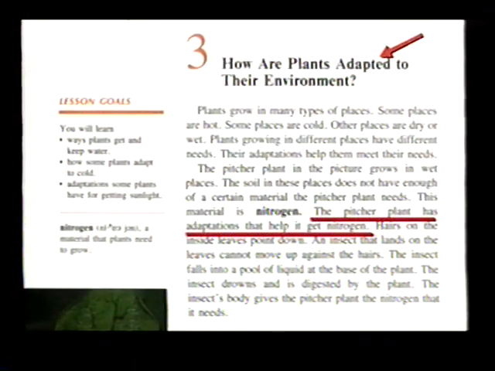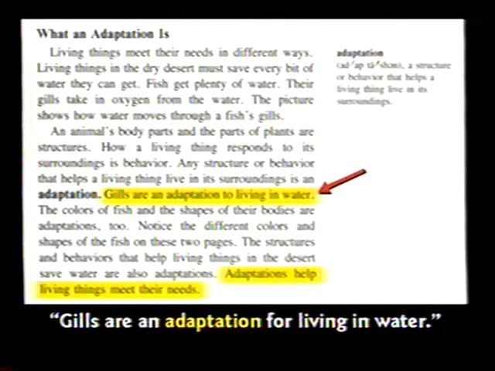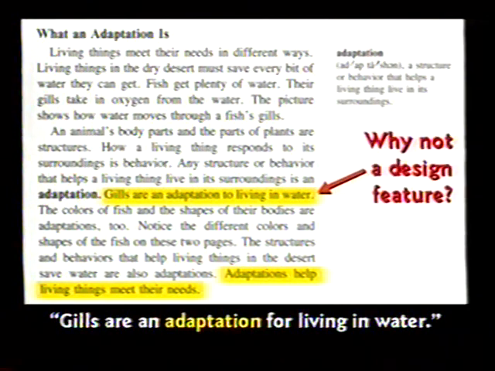But the textbooks don't use that word design very often, if at all. They almost always use the word adapted. Like this one says, the pitcher plant has adaptations to help it get nitrogen. Now, wait a minute. Why don't they say it was designed? This one says gills are an adaptation to living in water. Well, the reason they don't say it's a design feature is because then some kid might say, well, who's the designer? Because design demands a designer. That's just obvious to anybody with half a brain.